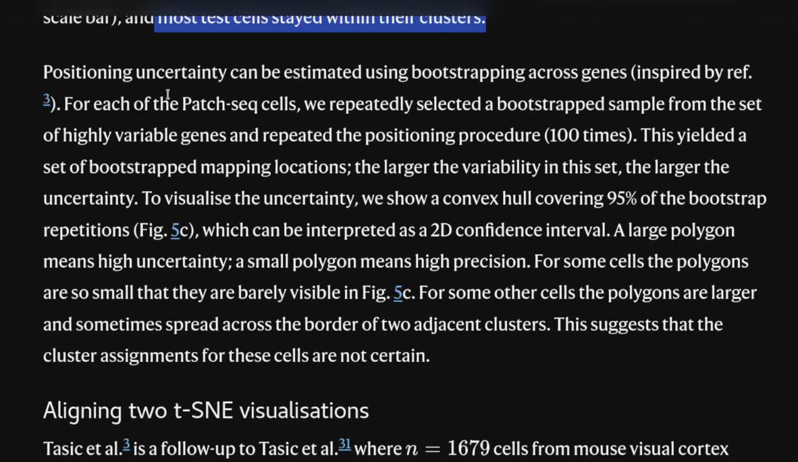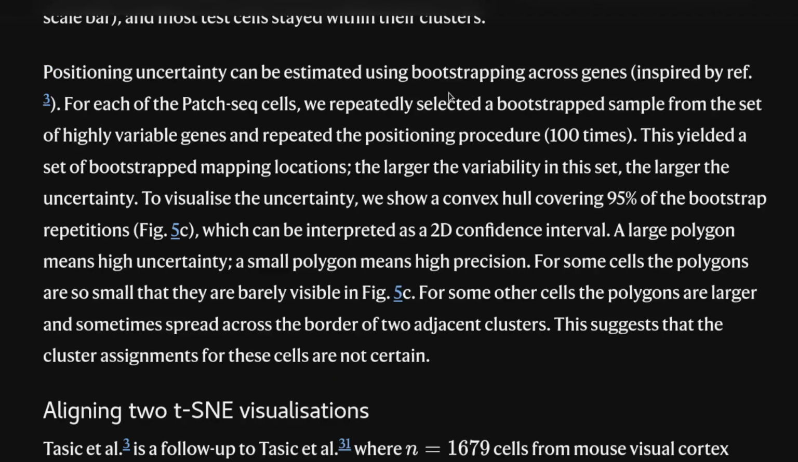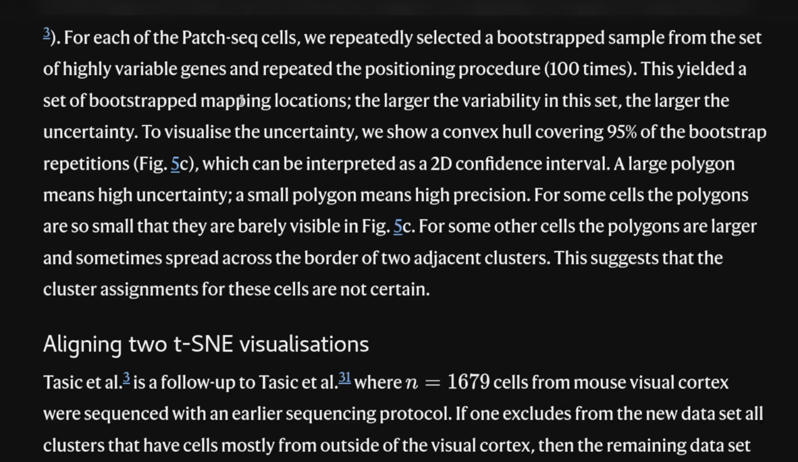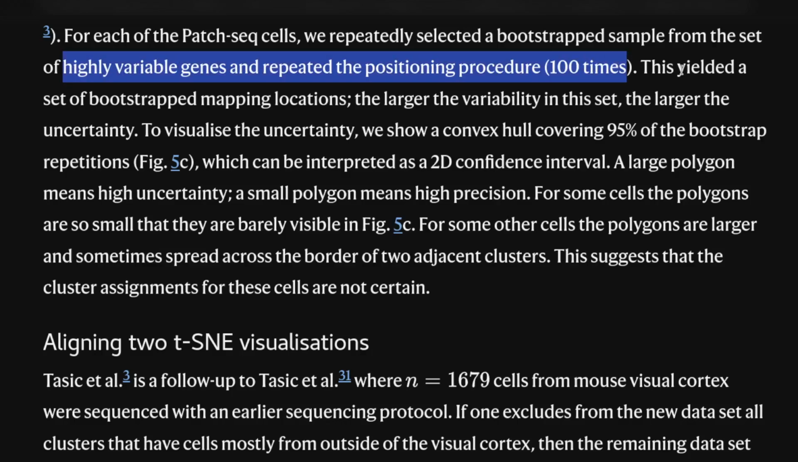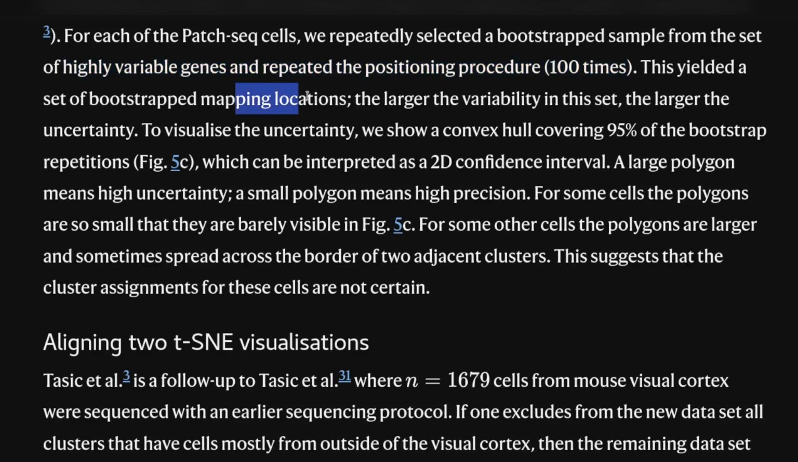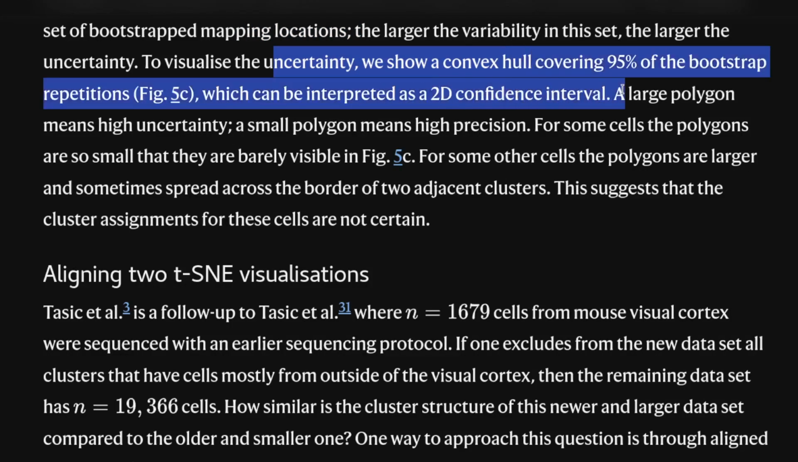Positioning uncertainty can be estimated using bootstrapping across genes, inspired by Ref 3. For each of the patch-seq cells, we repeatedly selected a bootstrapped sample from the set of highly variable genes and repeated the positioning procedure 100 times. This yielded a set of bootstrapped mapping locations. The larger the variability in this set, the larger the uncertainty. To visualize the uncertainty, we show a convex hull covering 95% of the bootstrap repetitions, Figure 5c, which can be interpreted as a 2D confidence interval.